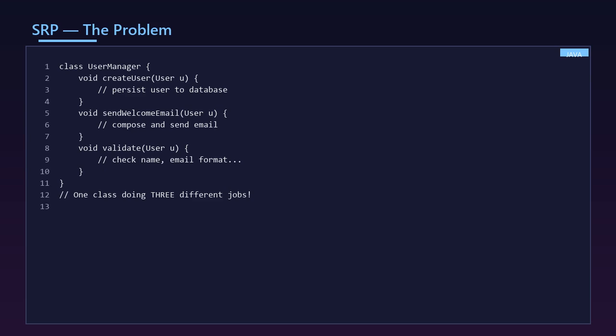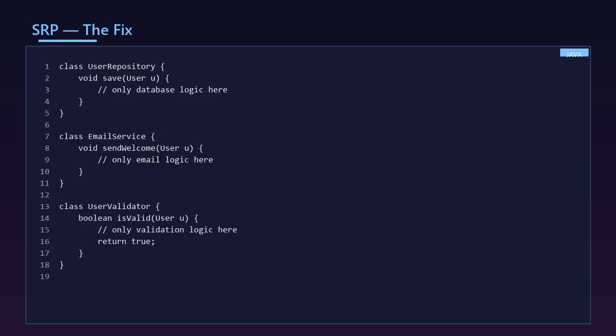Here's the problem. This user manager class does 3 things. It saves users to the database. It sends welcome emails. And it validates user data. If the email format changes, you modify this class. If the database changes, you modify this class. If validation rules change, same class again. 3 reasons to change. That violates the single responsibility principle.